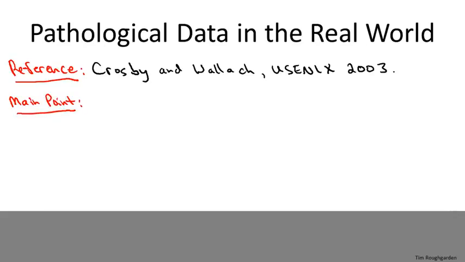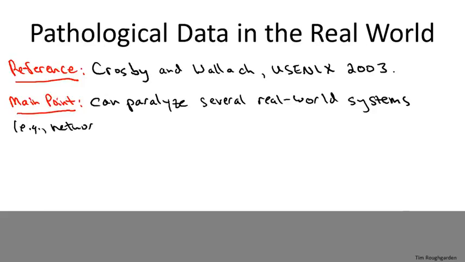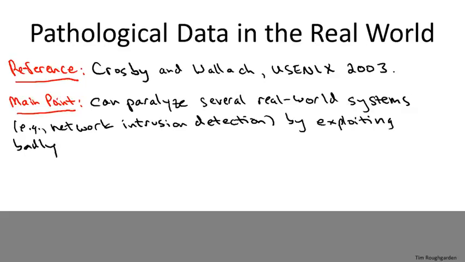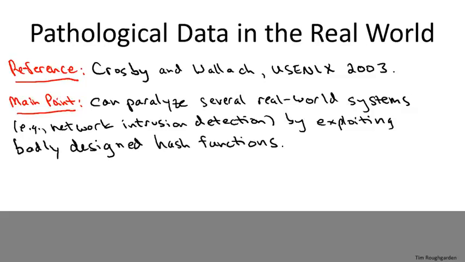The main point of Crosby and Wallach was that there are a number of real-world systems, and maybe their most interesting application was a network intrusion detection system, which you could bring to its knees by exploiting badly designed hash functions. These were all applications that made crucial use of hash tables, and the feasibility of these systems really completely depended on getting constant time performance from the hash tables. So if you could exhibit a pathological data set for these hash tables and make the performance devolve to linear, to that of a simple linked list solution, the systems would be broken. They would just crash or they'd fail to function.